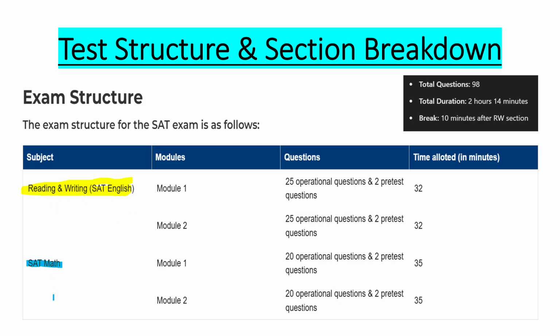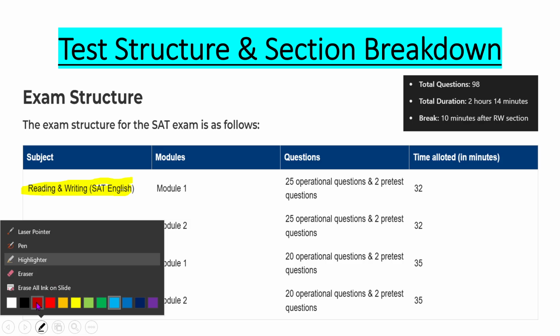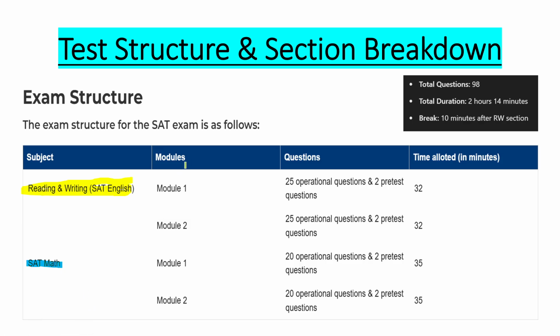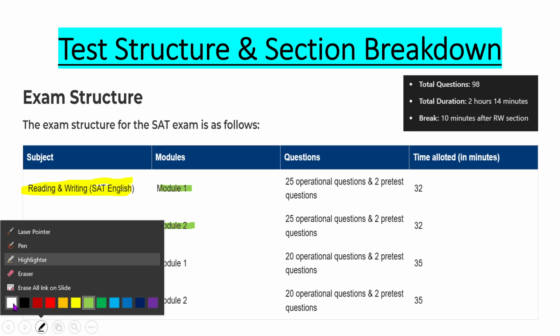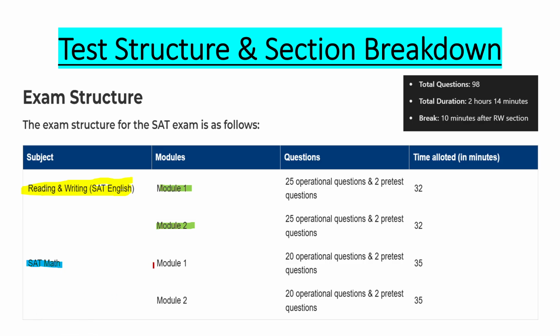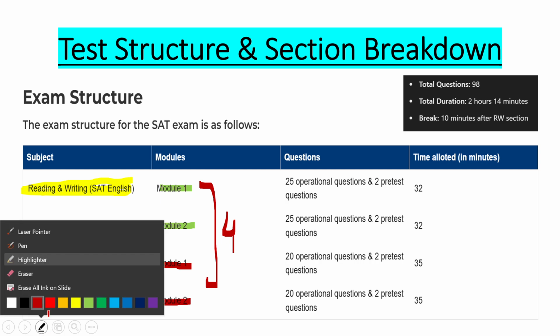If we talk about the reading and writing section, you have two modules here. How many modules do you have? Two modules, module 1 and module 2. And similarly, in the SAT math section, you also have two modules, which is module 1 and module 2. So these are going to be your modules. So in totality, you have 4 modules to solve, 2 for each of the sections. Right? Am I very clear to all of you?